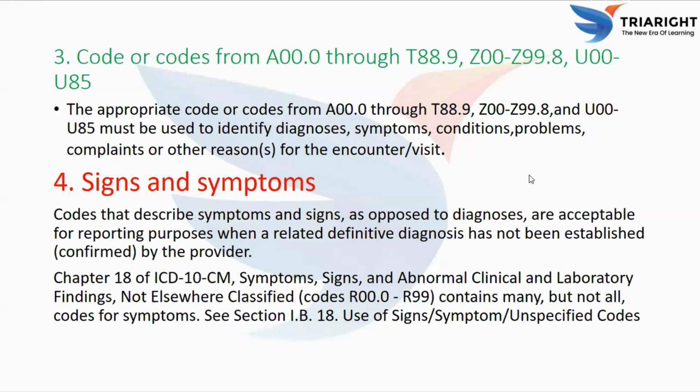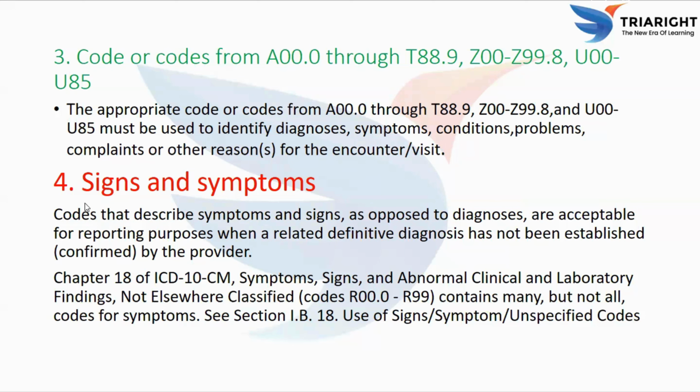For example, A00 to B99. What does it indicate? The infectious and parasitic disease. Coming to C00 to D49, it shows you the cancer, nothing but neoplasms, each chapter of the neoplasms. Whereas Z00 to Z99, these are the factors influencing the health status like routine checkups, etc. The last one, U00 to U85, these are the new diseases. These are the special codes like COVID-19. So these ranges cover everything a provider can document in the medical record.